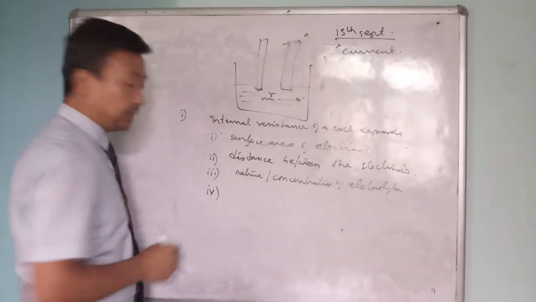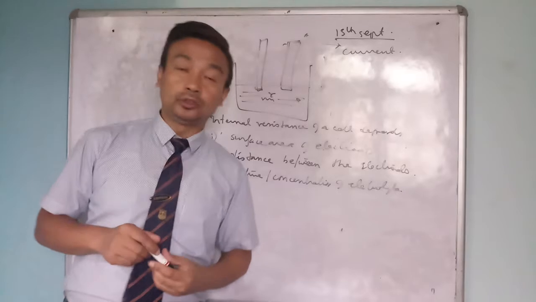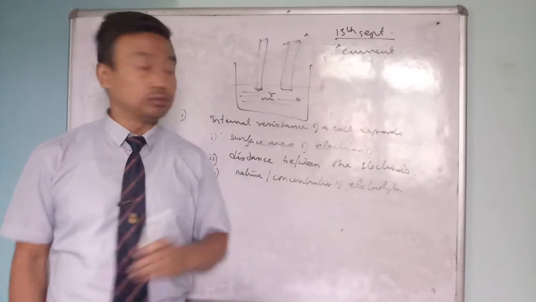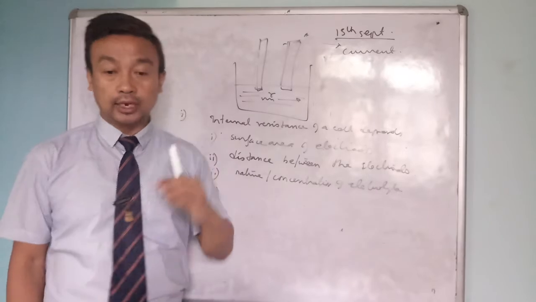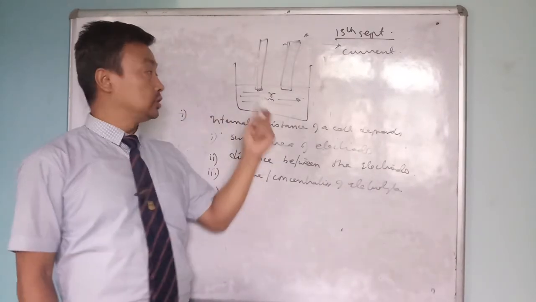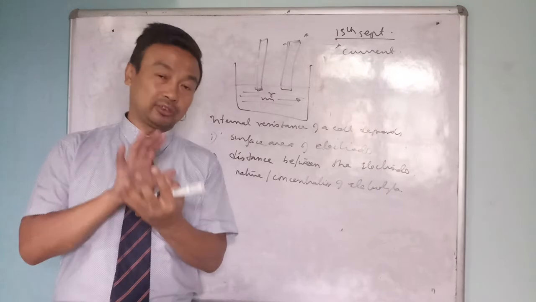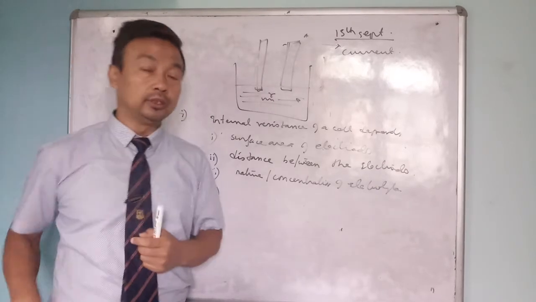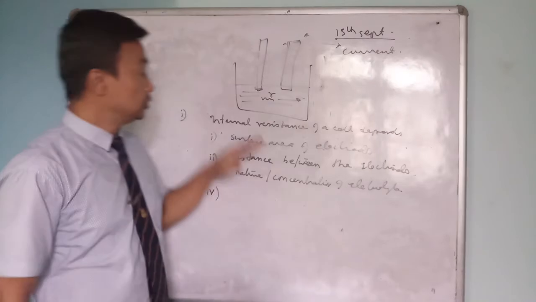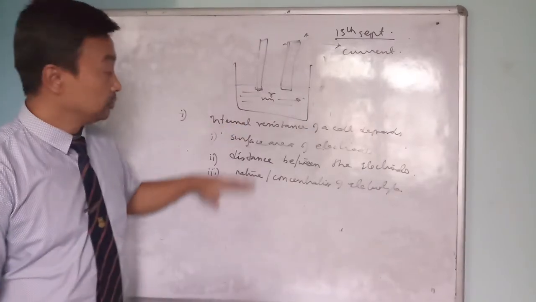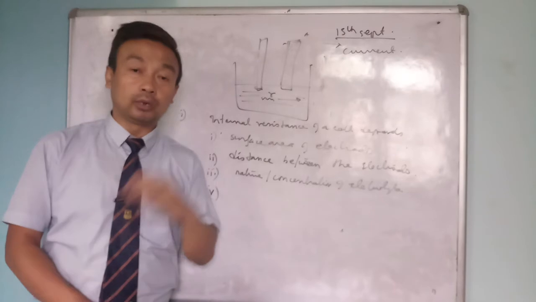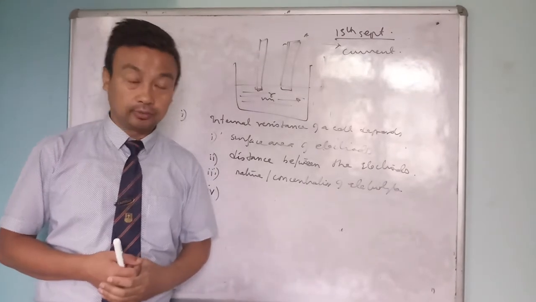The final factor is that it depends on the temperature of the electrolyte. If the temperature of the electrolyte is more, then the internal resistance will be less. If the temperature of the electrolyte is less, then the internal resistance will be greater. That means it is also inversely proportional. So these factors are quite simple. You can go through them in the textbook and it is very, very simple to understand.